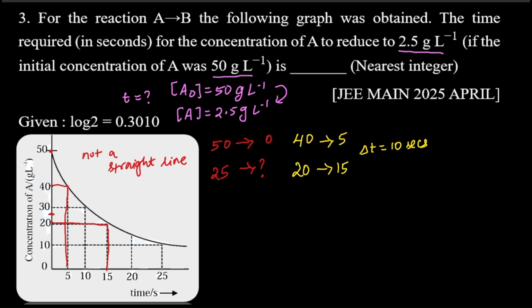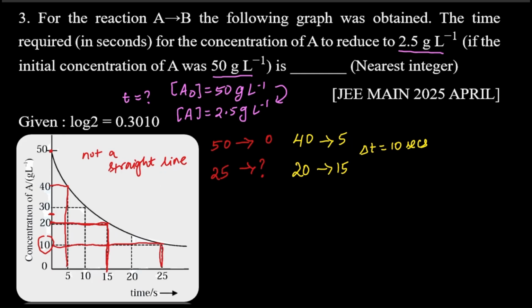So now let us take the concentration 20 itself. At 15 seconds, you are getting the concentration value as 20. Then what is the half of 20? Half of 20 is 10. So for the concentration to become 10, the time required is 25 seconds.